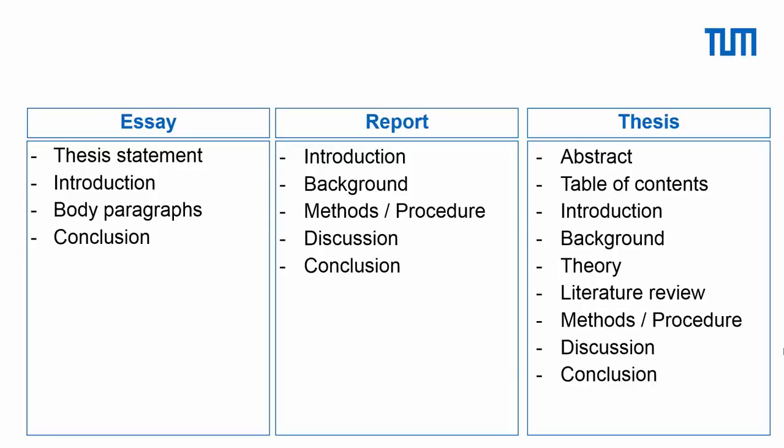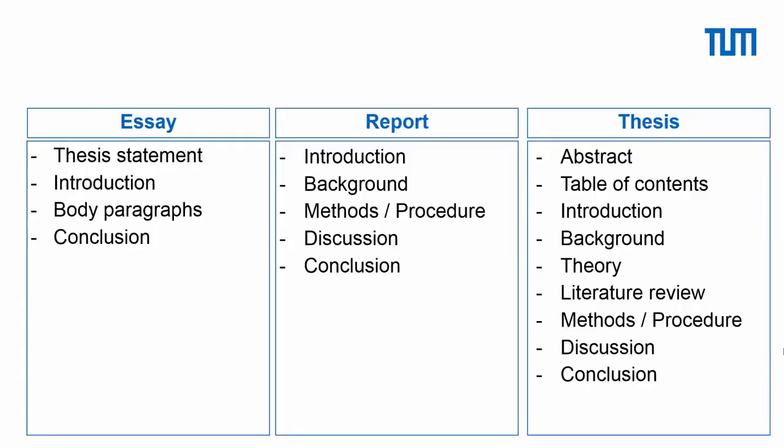So a thesis is, of course, the longest text, and so it has the most sections in it. It'll have an abstract, which is especially important if the thesis is published one day. The table of contents will tell us which chapters and sections we can find in the thesis. The introduction will, of course, introduce the topic and explain why it's important. The background and theory both serve to give us a sense of the relevance of this research and how it fits into the field overall.